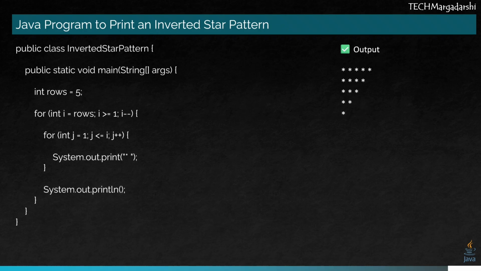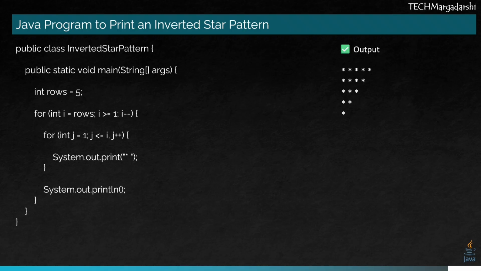Now let's print an inverted star pattern in Java. Here we take the number of rows as 5 and use 2 nested for loops. The outer loop controls the rows while the inner loop controls the number of stars printed in each row. Unlike the previous pattern, the outer loop starts from 5 and decreases down to 1.